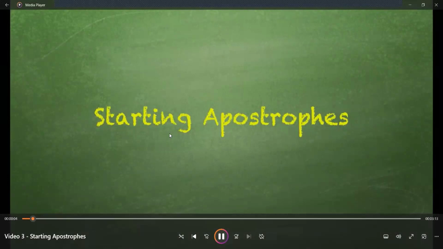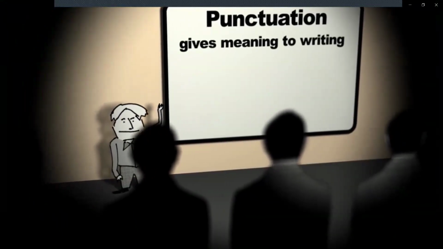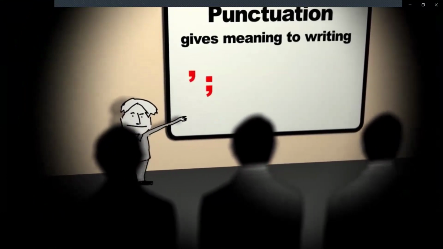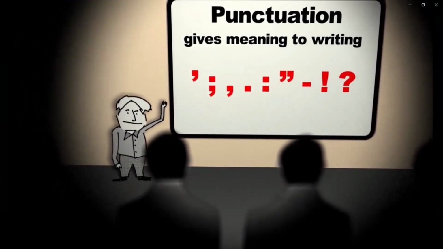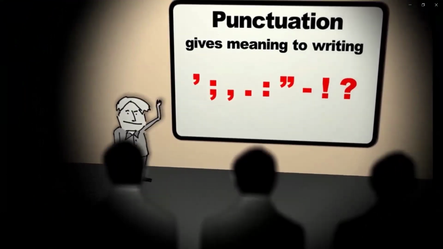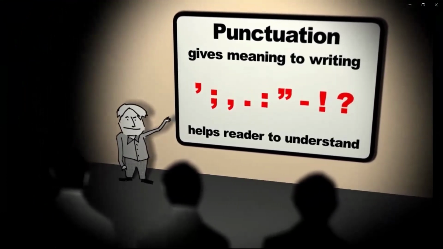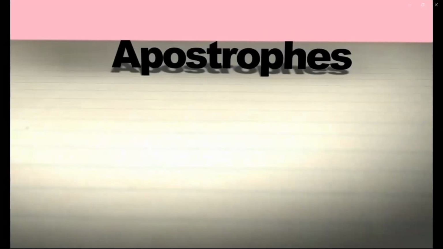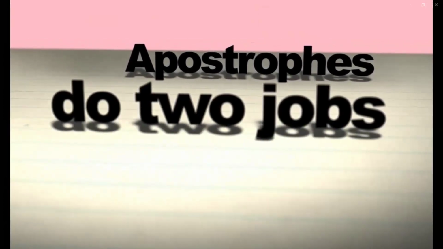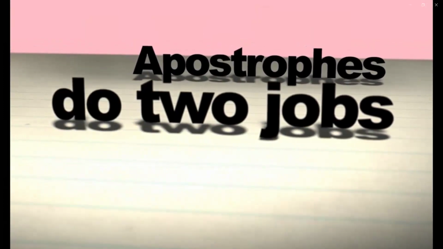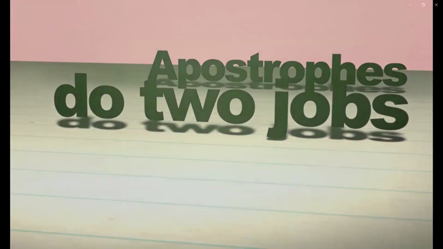Starting apostrophes. Punctuation gives meaning to writing. Punctuation marks, like commas or semicolons, are not just squiggly marks on the page that we pop into our writing with our fingers crossed, hoping for the best. They help the reader to understand what the writer is saying and are used to clarify meaning in text. Apostrophes do 2 jobs, and only 2 jobs. In this unit, we will look at one of the jobs that an apostrophe does. It will get you started using basic apostrophes.